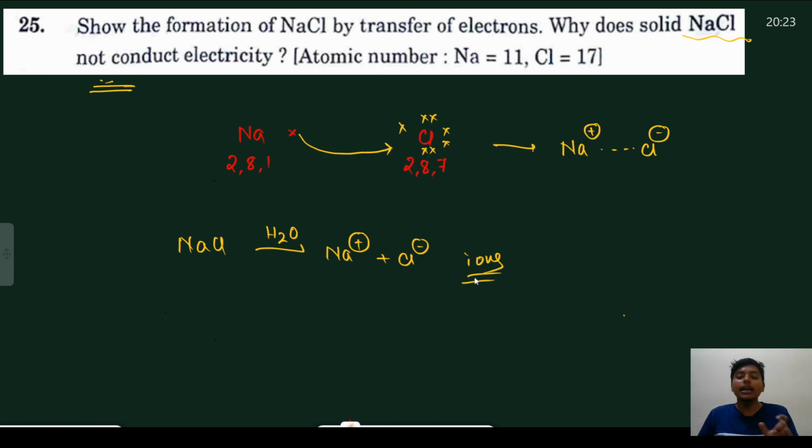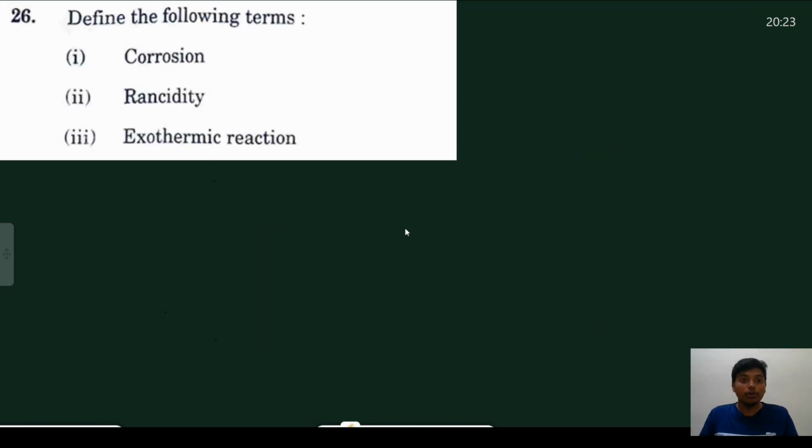Understood? So how to write that: in an aqueous solution of NaCl, ions are formed, and when the ions move, electricity will conduct. But in case of solid NaCl, it will not conduct electricity because there are no free ions. Okay, no separation of ions. Clear? Next question, question 26.